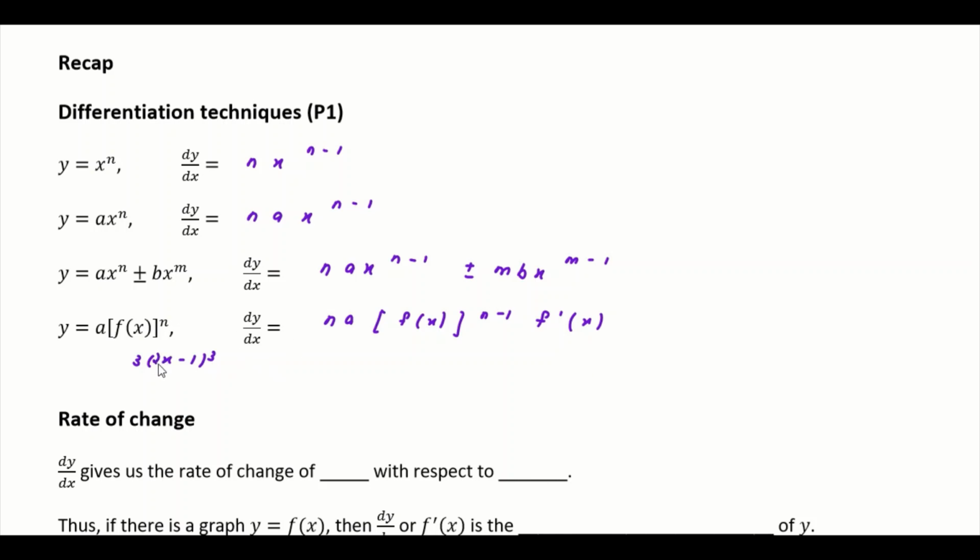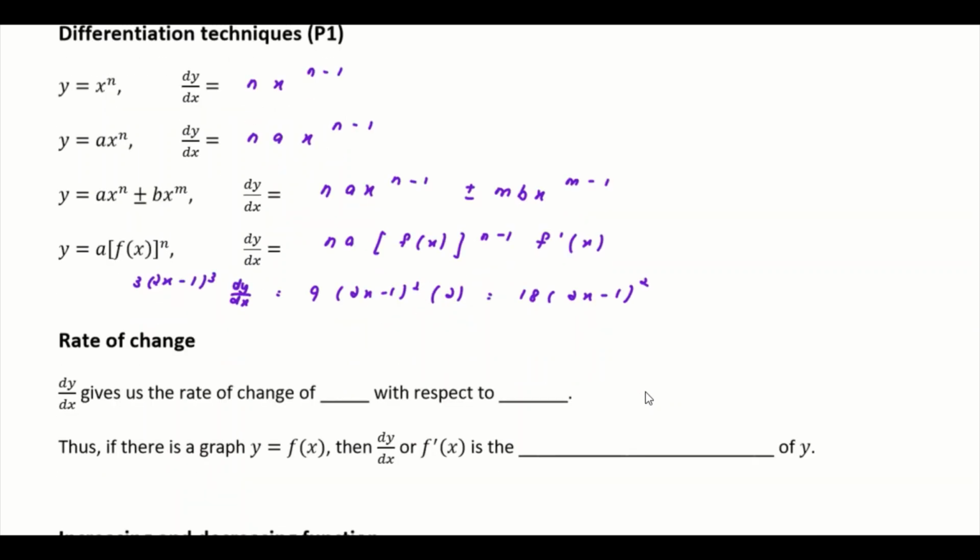For example, if I put 2 here, after I differentiate it, I'll get 9 and then (2x minus 1) to the power of 2, and don't forget to differentiate inside, so I have 2. So my final answer will be 18 and then (2x minus 1) to the power of 2. As simple as that.